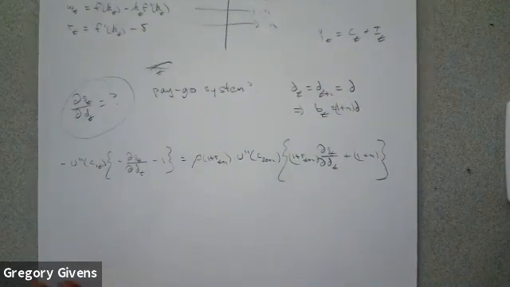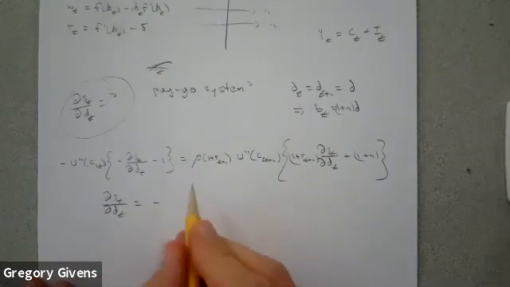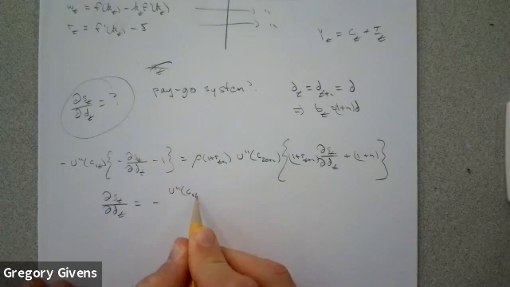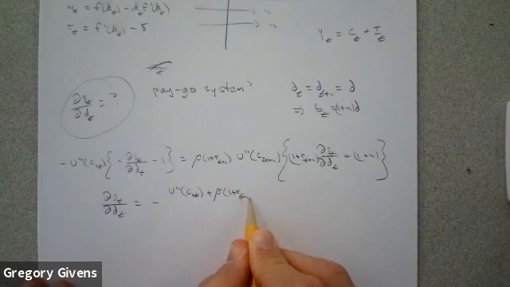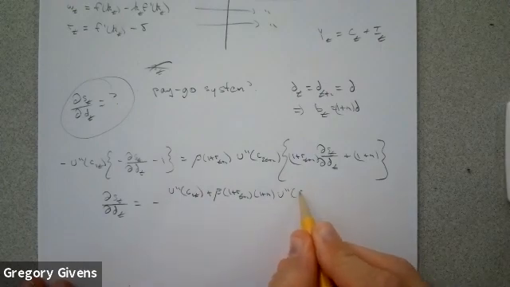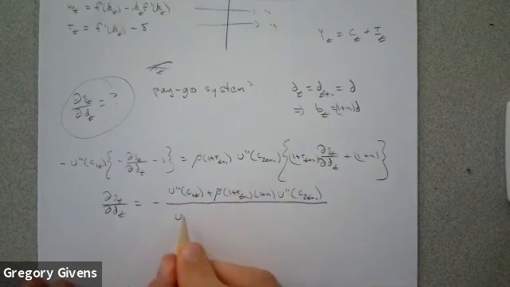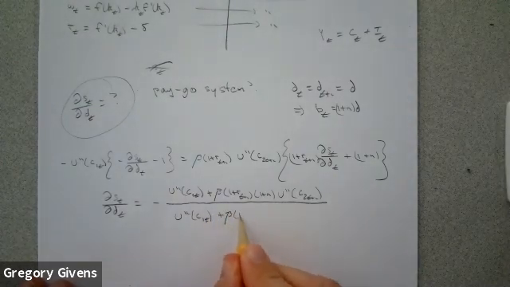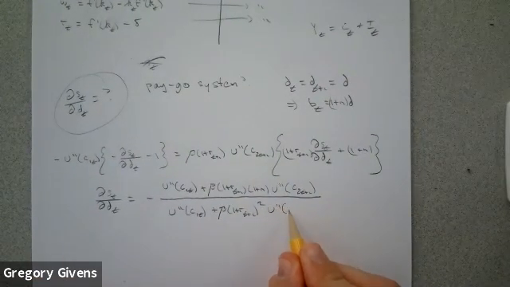Now, I'll let you guys do the math, but if you rearrange the terms and solve this for ds/dd, you get negative [U''(C1) plus beta(1+R)(1+N)U''(C2,t+1)], that whole thing divided by [U''(C1) plus beta(1+R)^2 U''(C2)].